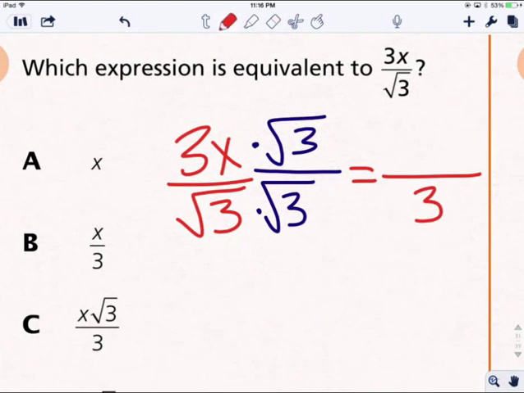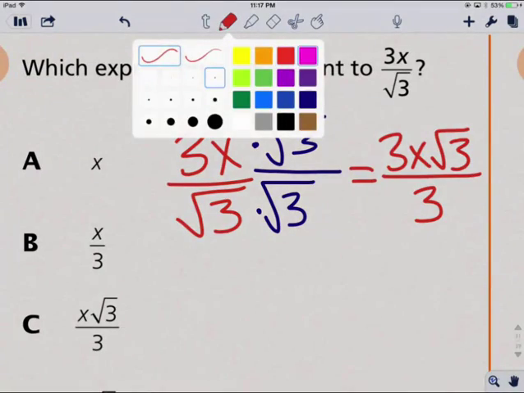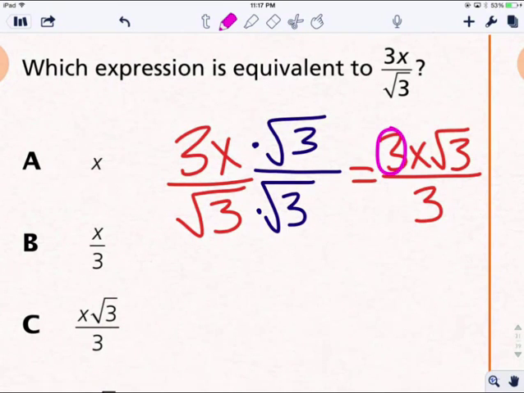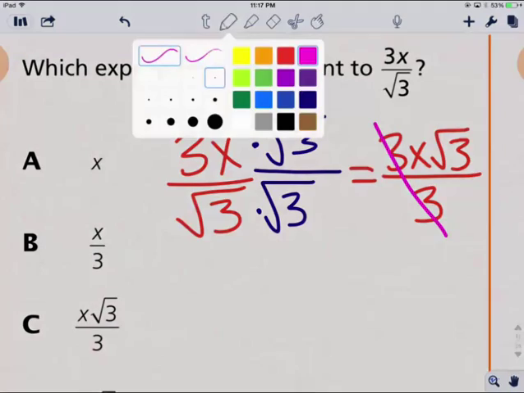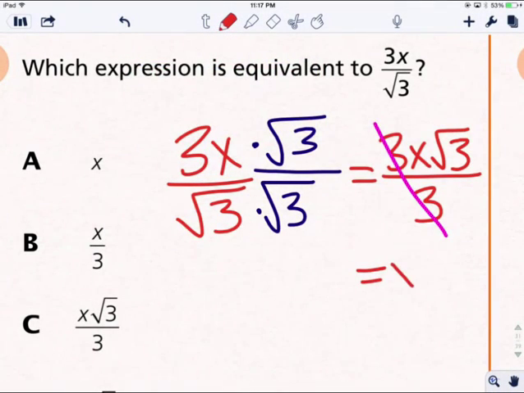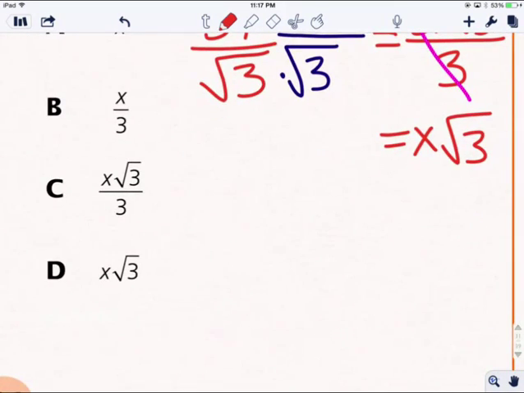And then what's left over on the top? 3x times square root of 3. Now one last step. Notice that we have a 3, which is outside the radical on the top, and a 3 outside a radical on the bottom. Hey, cancel those out. So what's left over is x times the square root of 3, which is answer choice D.